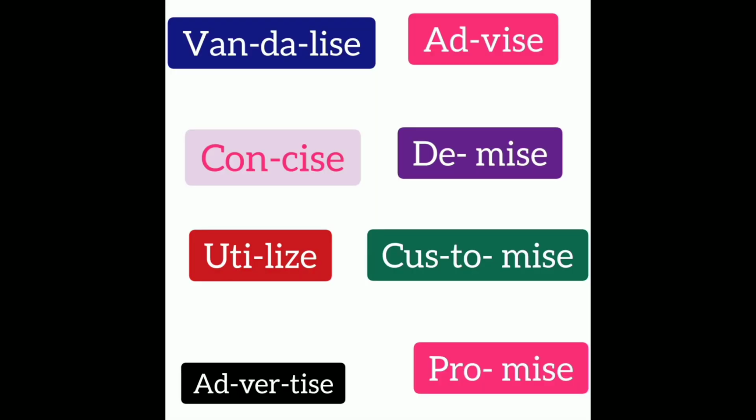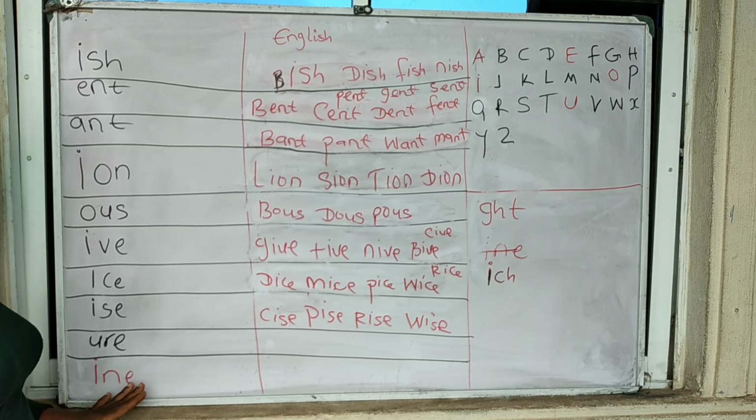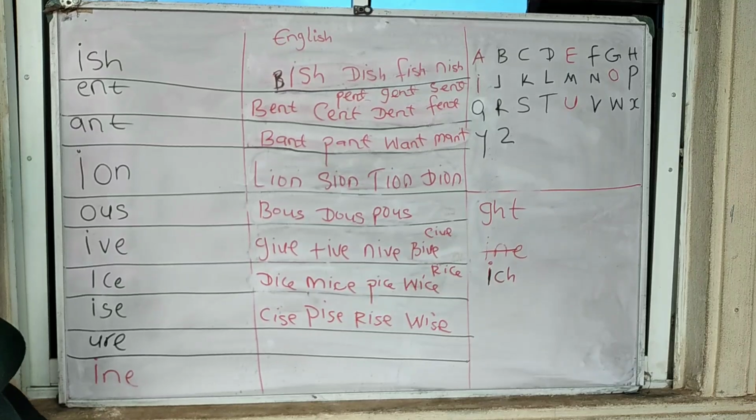So we have this list of words: vandalize, advise, concise, demise, utilize, customize, advertise, promise. Next one here we have the ight. This is the ine, ight.